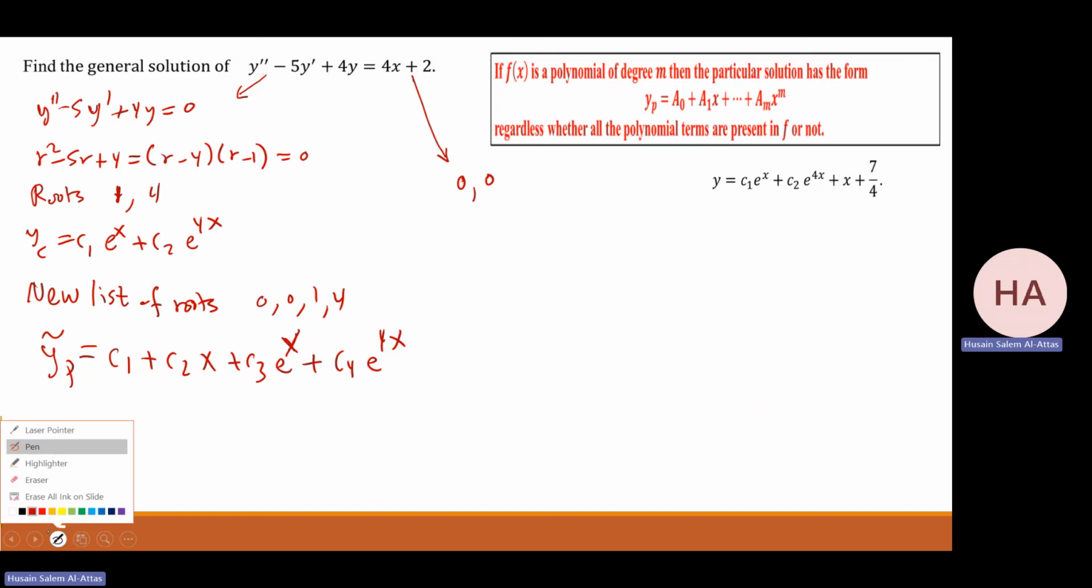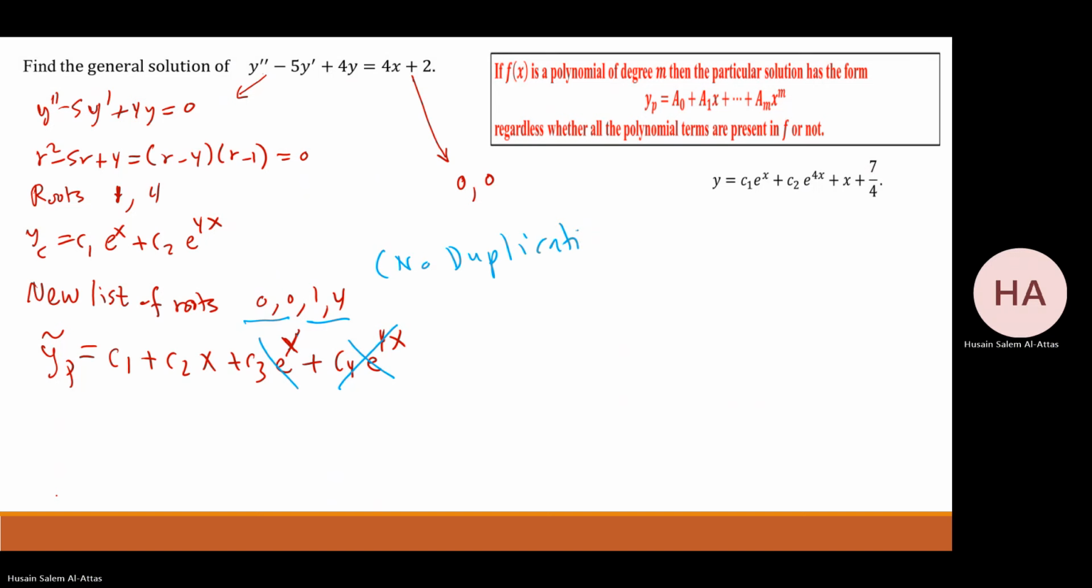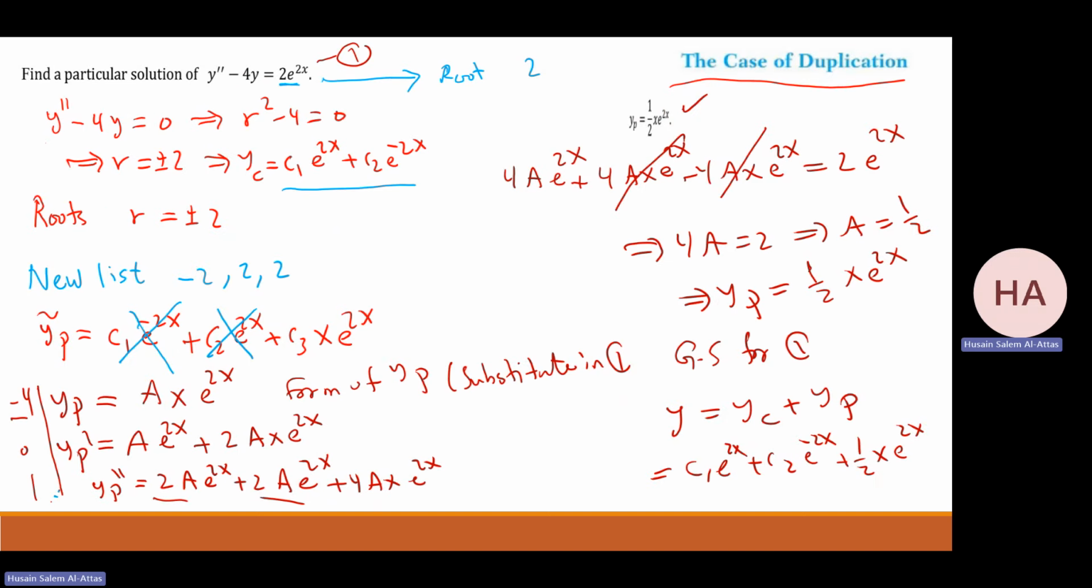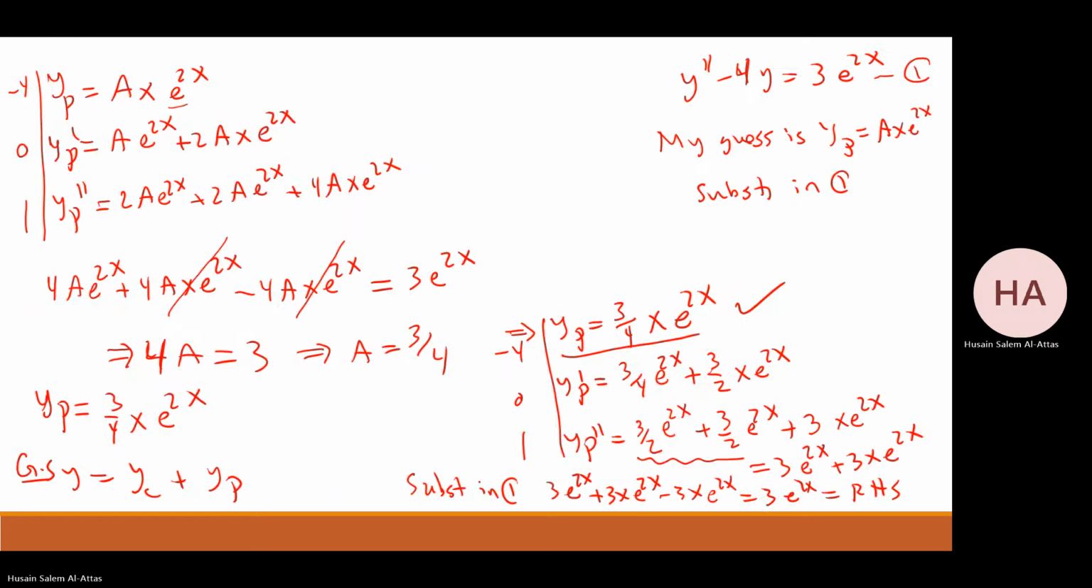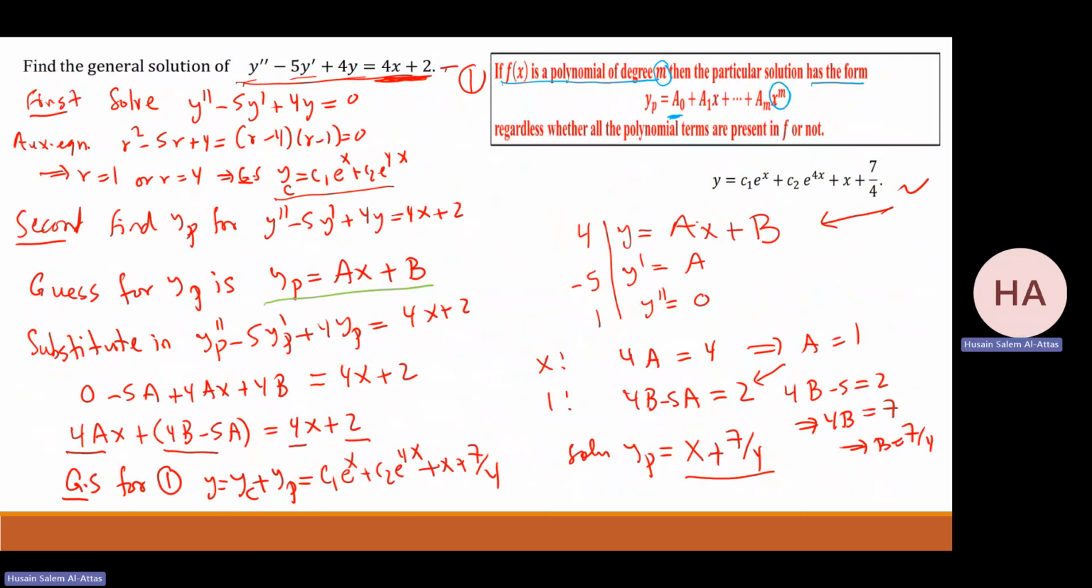Now I cancel YC. Notice there is no duplication. These roots, this is what they mean, no duplication. The roots will not make a difference. I mean, there is no duplication with the roots. In the previous case, we had a duplication because this is plus or minus 2, and this is 2. So there is duplication of 2. This is what they mean by the case of duplication. So YP will be A plus Bx, which is the same as what we did. This is my YP. Ax plus B or A plus Bx is the same idea.